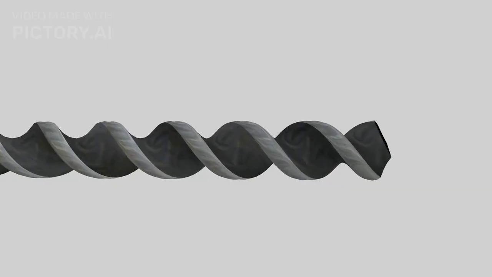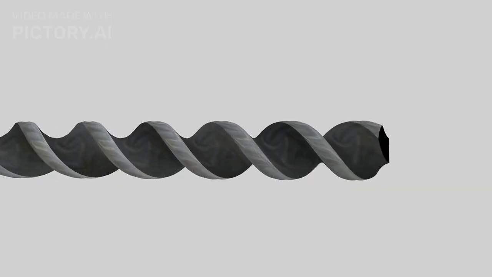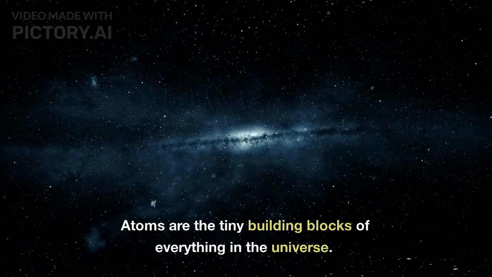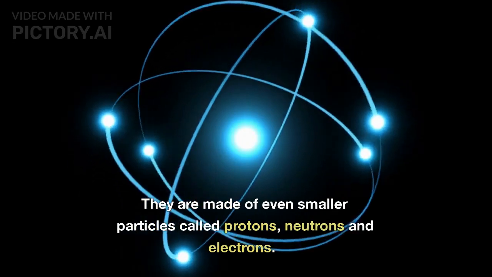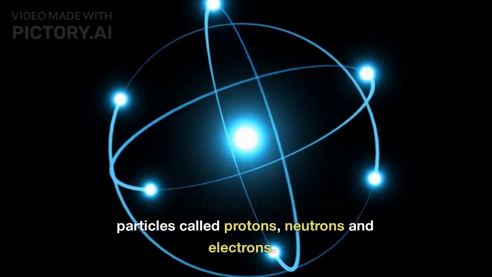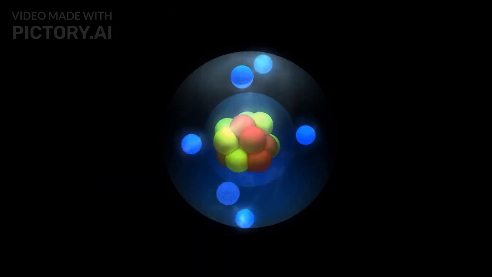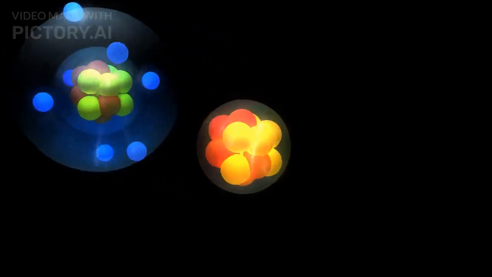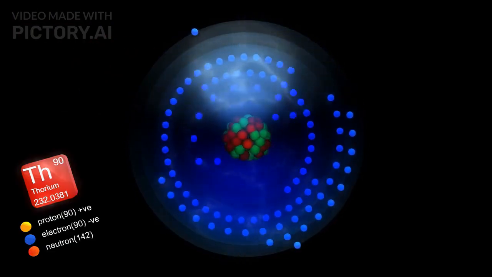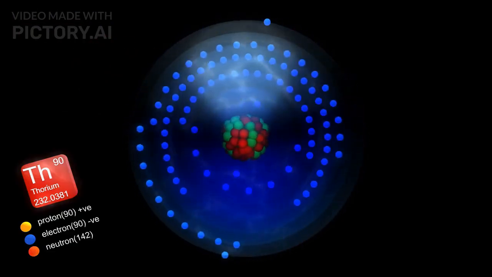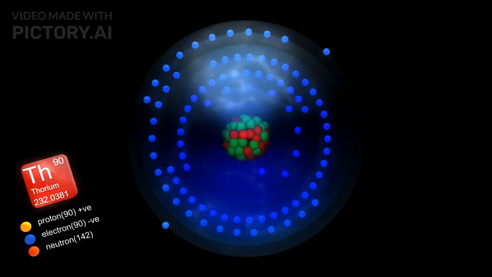To understand how nuclear fusion works, we need to know a bit about atoms. Atoms are the tiny building blocks of everything in the universe. They are made of even smaller particles called protons, neutrons and electrons. Protons and neutrons are found in the center of the atom, called the nucleus, and electrons are moving around the nucleus. Protons have a positive charge, neutrons have no charge, and electrons have a negative charge.